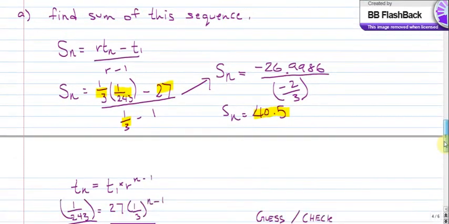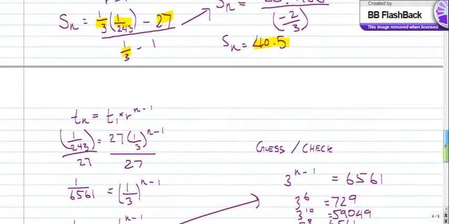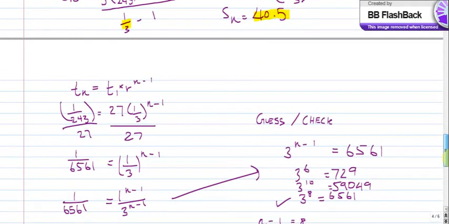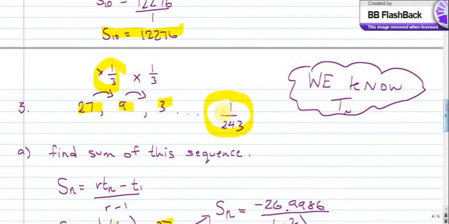But the problem in this question is you don't know how many terms this is. You just know that the sum is 40.5. But you want to find out how many terms it is so you can write that in the final answer. To find what term it is, you have to use the equation from the previous section 1.3 to find out what term this is. You don't know what that is yet.